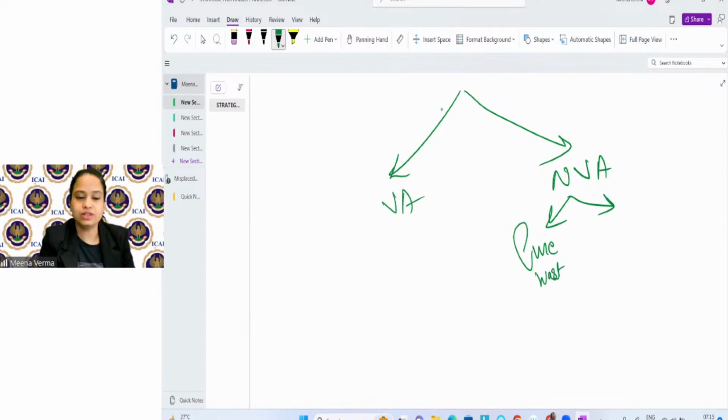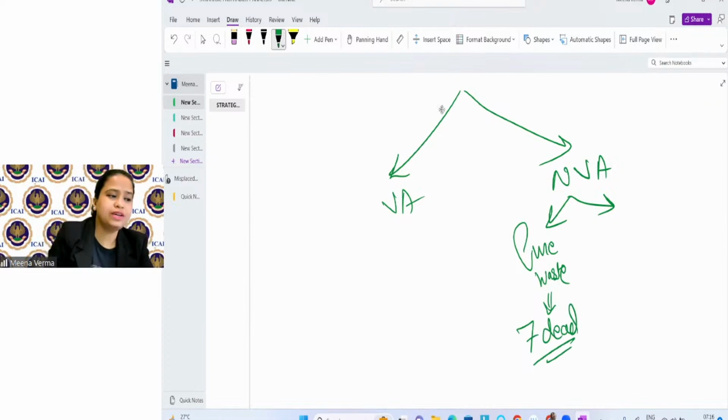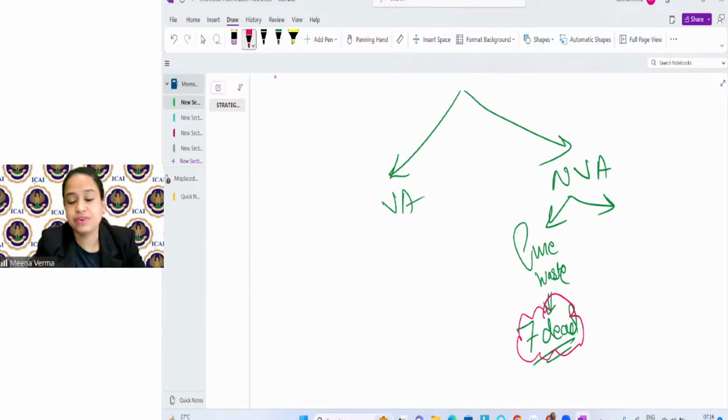We have learned about pure waste like the 7 deadly wastes. If you remember, in lean management we have already learned about it, that a company can have 7 deadly wastes. Pure waste, we always want to eliminate completely from the company. All right. Yes. Pure waste.